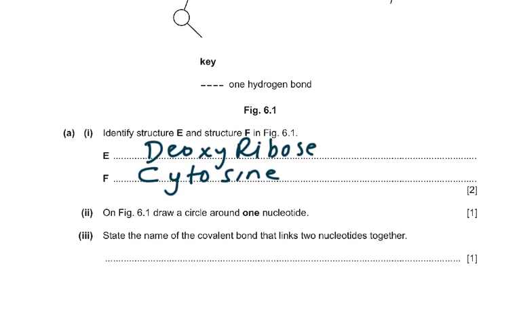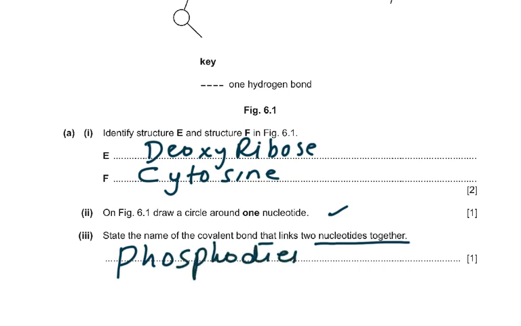So you have to do a circle, this is one mark, then state the name of the covalent bond that links two nucleotides together. Now what is that bond? That's called a phosphodiester bond. That is something that we keep on telling you. Phosphodiester bond.